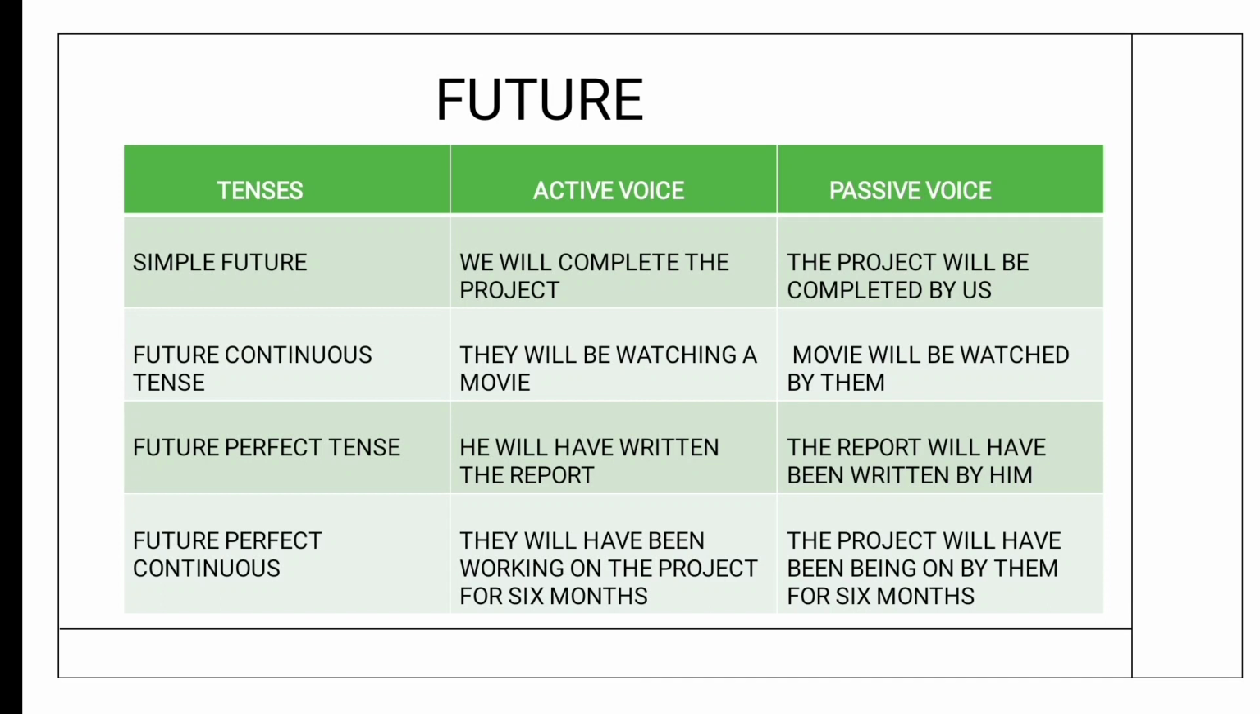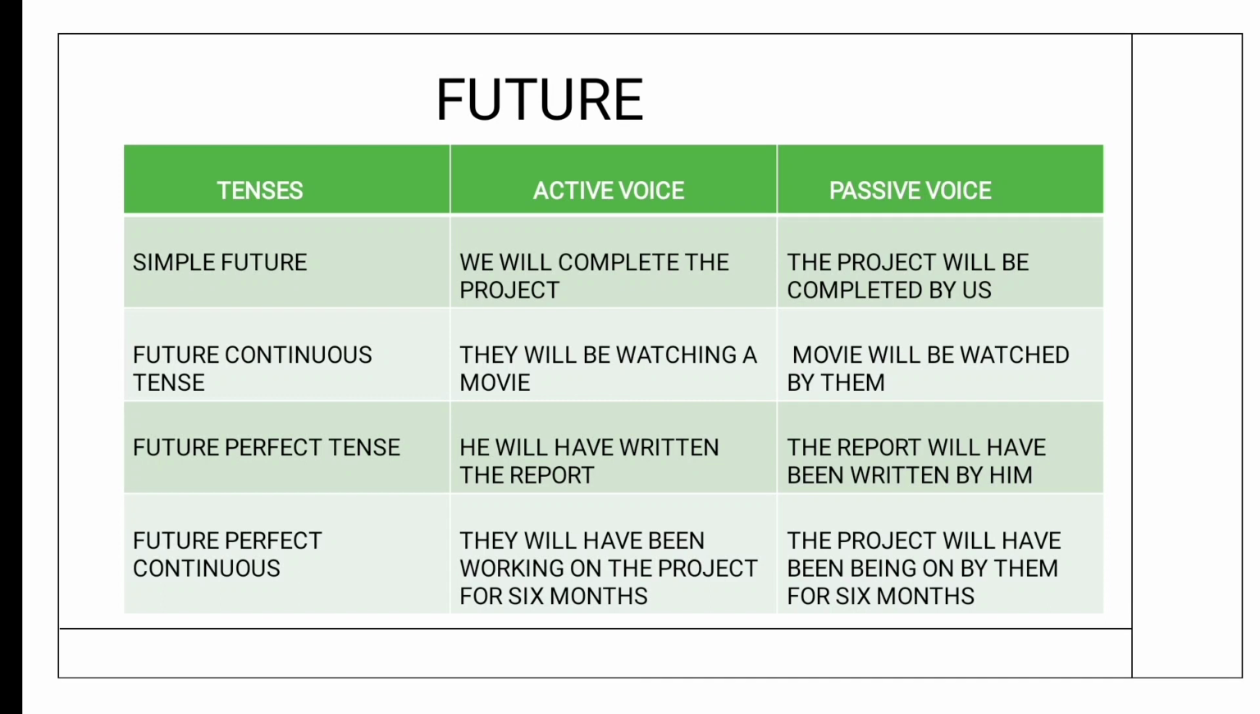Okay, the report will have been written. Why is it the same? Because in the passive voice the verb should definitely be in V3 form, whatever it is. If you get a V1, V2 or V3 in the active voice, in the passive voice it should definitely be V3. Okay, the report will have been written. We have to add by and then him. He will become him. The report will have been written by him.